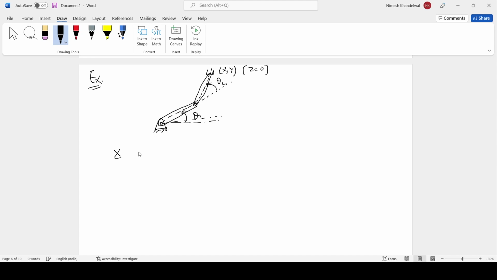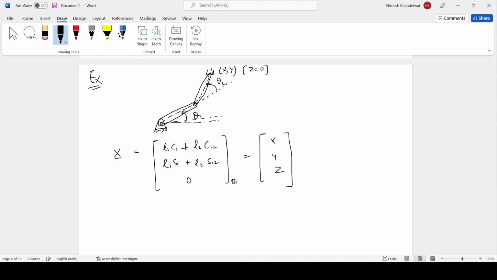Okay, so the x here is L1 C1 plus L2 C12, y is L1 S1 plus L2 S12, and z is 0. So these are respectively the x, y, and z coordinates as seen in frame 0. Or we can write F0. We should just know what frame these coordinates are written in.